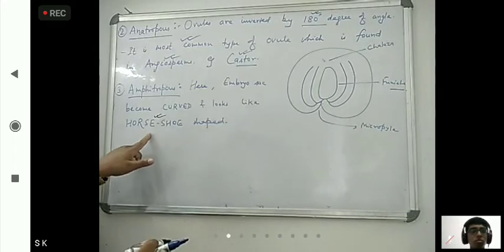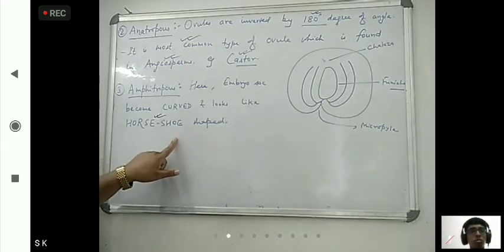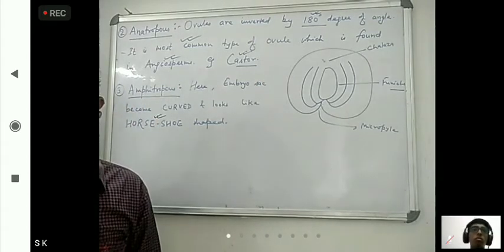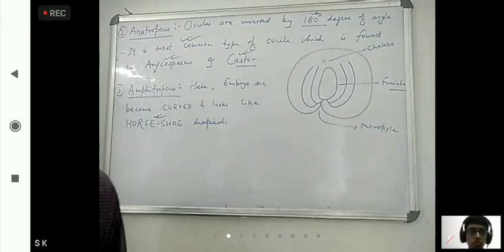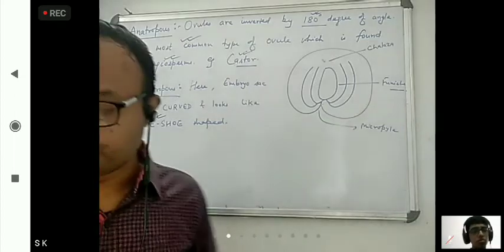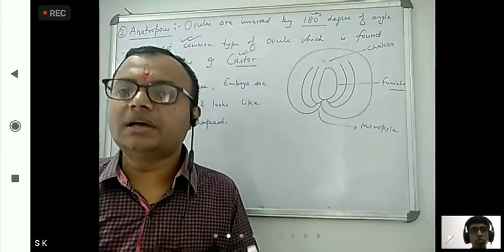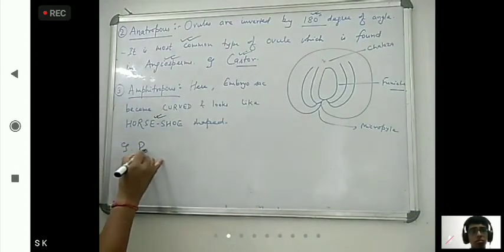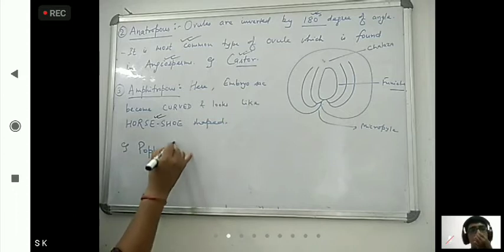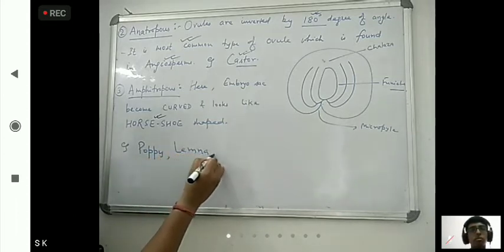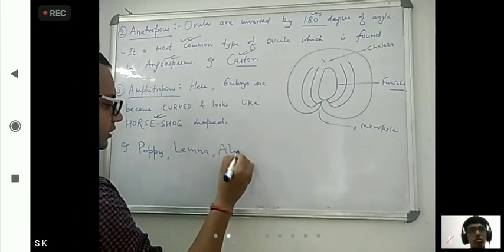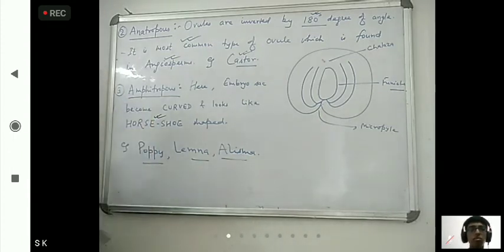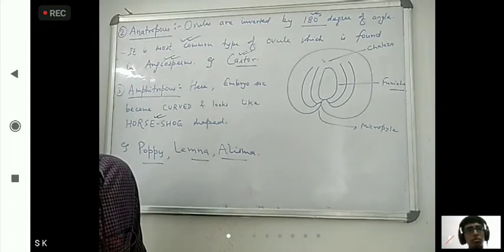There's a horseshoe shaped structure of embryo sac found in which type of ovule? So that is amphitropous. What is that? Amphitropous. Example is poppy, Lemna, Alisma. So for example, poppy, Lemna, Alisma. So these are plants where amphitropous ovules are formed.